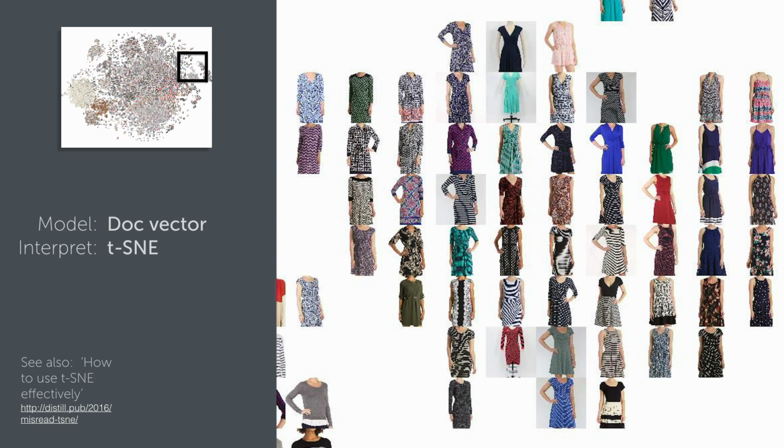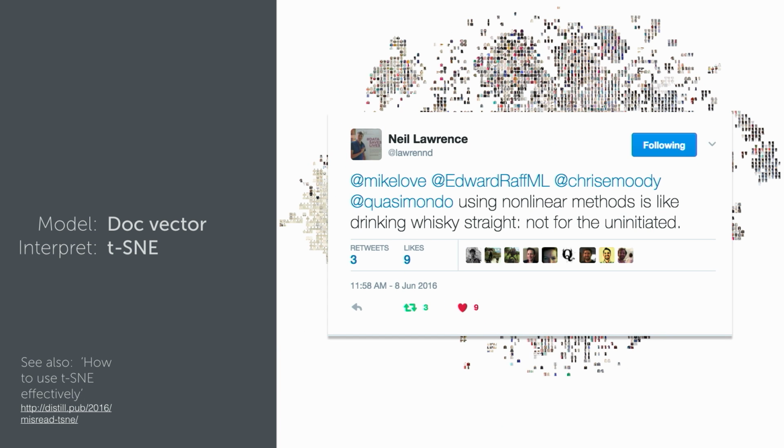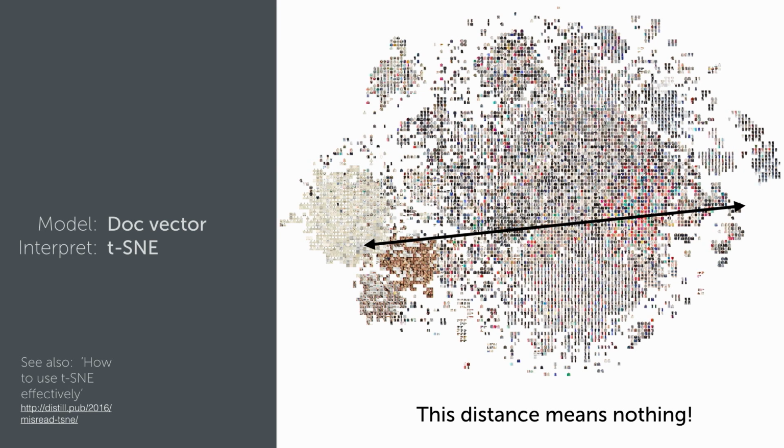Now, there are problems with t-SNE though, right? And so this is Neil Lawrence, and he's probably one of the biggest minds behind Gaussian processes. And as he put it, nonlinear methods are like drinking whiskey straight, not for the uninitiated. So here's what he's referring to. I wouldn't blame you if you thought that this distance right here was actually twice the distance as this right here. But you'd be wrong. That distance is completely meaningless, right? That global structure is completely lost.